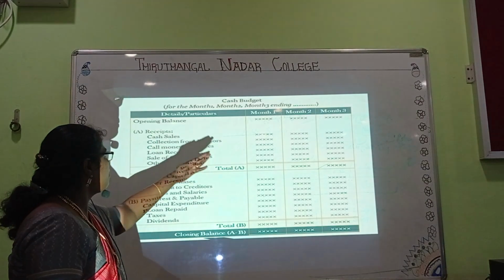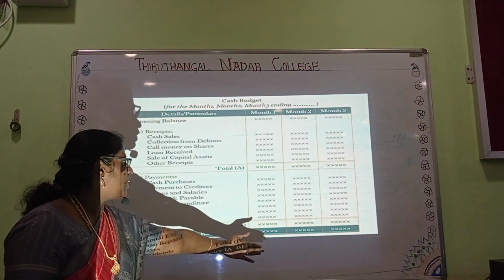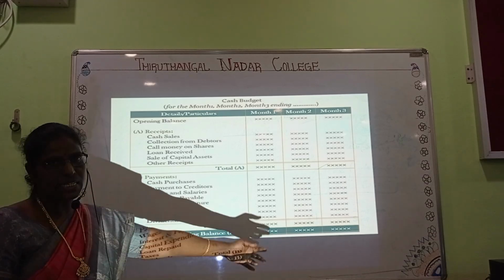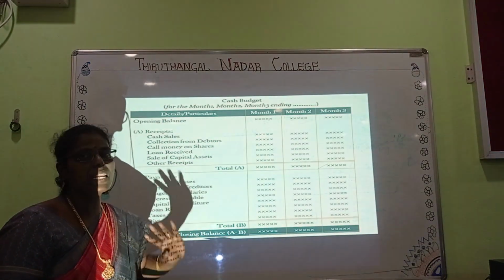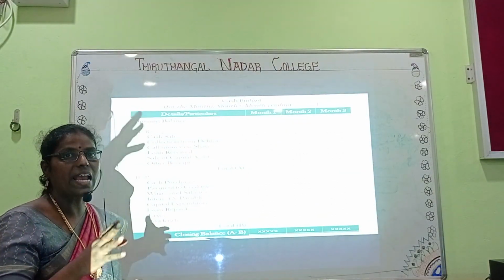Again, you have to add receipts, find out the total of payments and subtract, then you will get the closing balance of the next month. That is the opening balance of the next month. This is the method you have to use to prepare a cash budget.